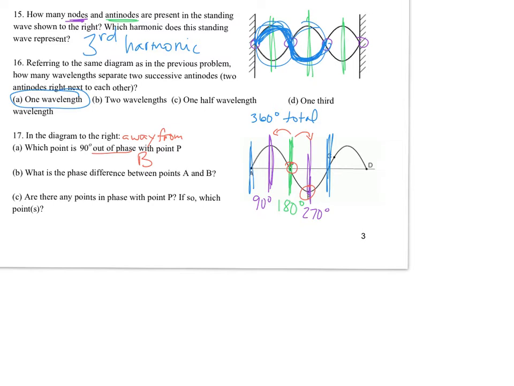What is the phase difference between points A and B? So how far apart in phase are points A and B? Over here and here. So A starts at 0, B is 270 degrees away in phase. And C, are there any points in phase with point P? If so, which point? So in phase meaning, it's kind of like a wavelength. There are two identical points.